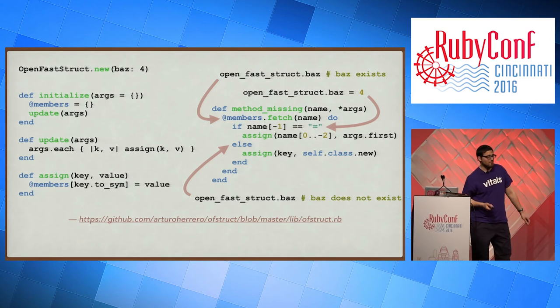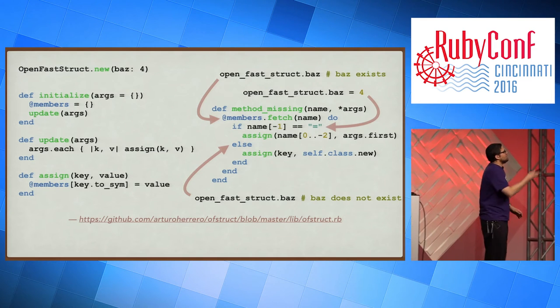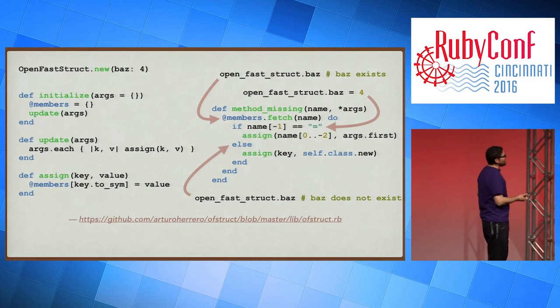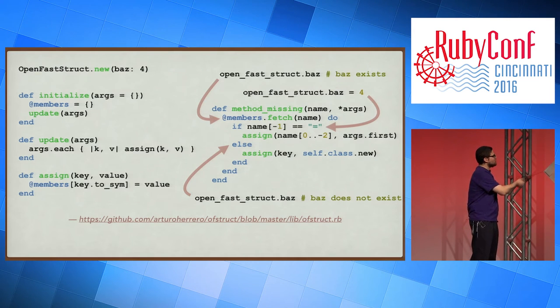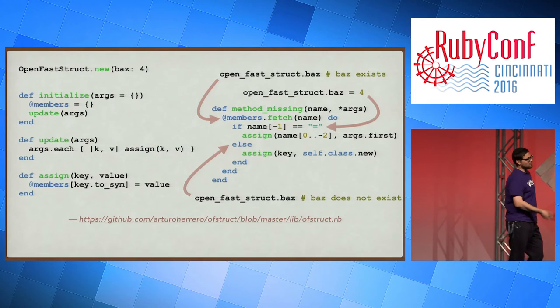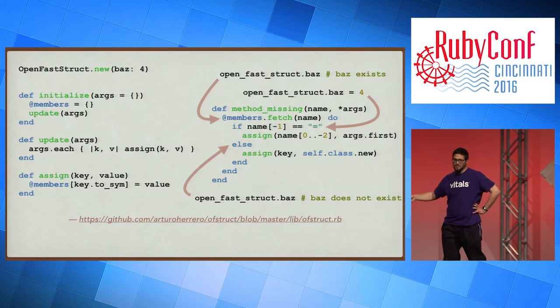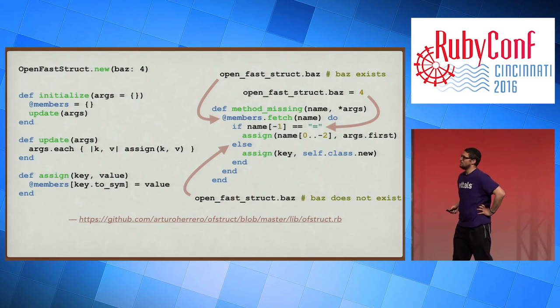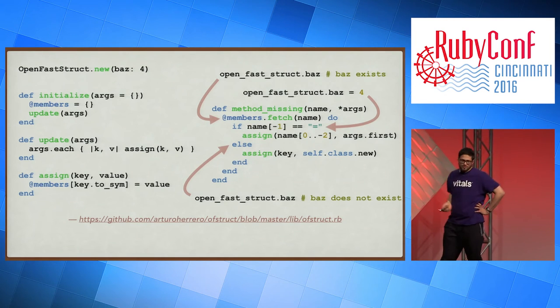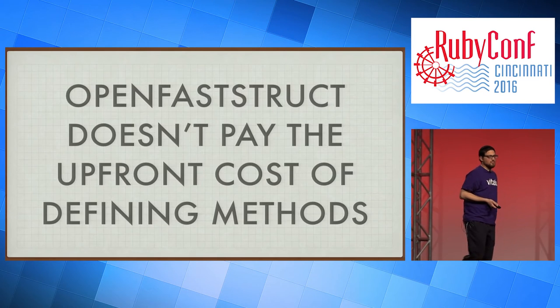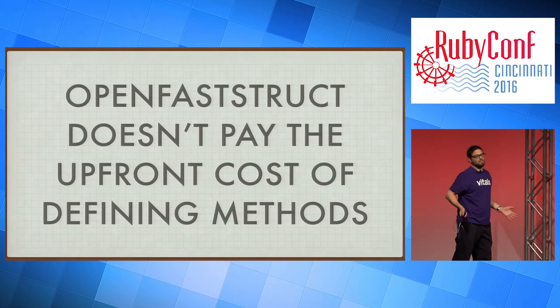And this is kind of interesting behavior here. What it does is it assigns to that key of Baz a new instance of OpenFastStruct. Where OpenStruct would just return nil here, it's going to assign a new OpenFastStruct. So that was an interesting design decision, but okay. The main thing to remember is that OpenFastStruct does not pay the upfront cost of defining methods.